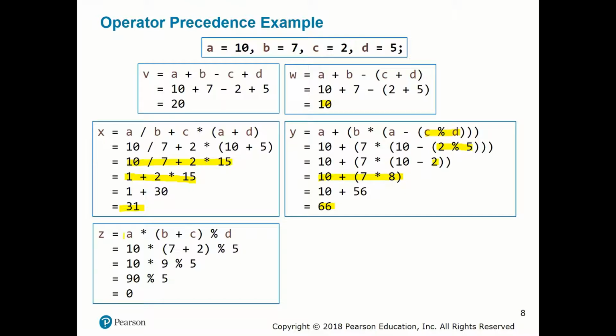And last one, this time we also evaluate the parentheses first. So B plus C is 7 plus 2 is 9. Then we have this simplified form, 10 times 9 percent 5. Since times and percent have the same precedence, we just evaluate from left to right. So 10 times 9 is 90, and percent 5. This is the remainder of 90 divided by 5. So the answer is 0.